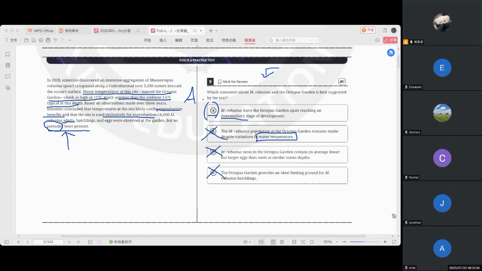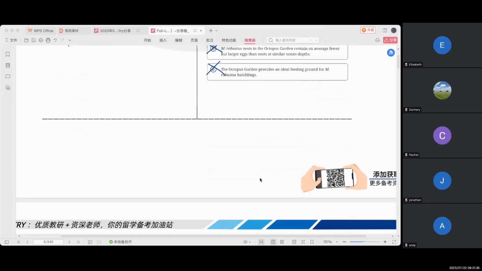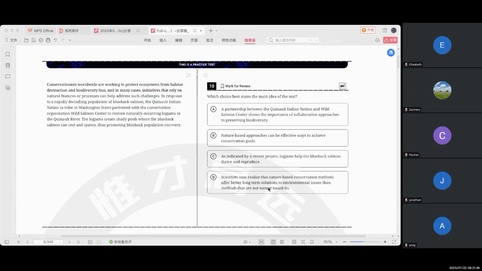All right, if there are no other questions, let's move on. The next one, let's take a try with question 10 over here. This is a main idea question, and you probably want to use the exclusion method as well.